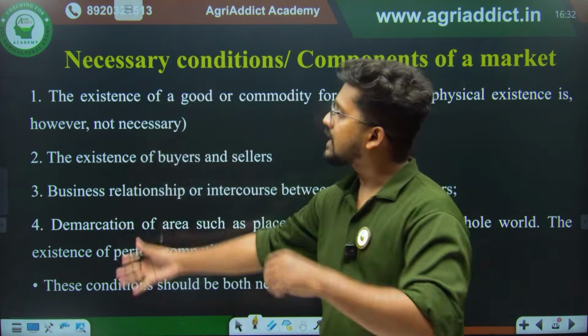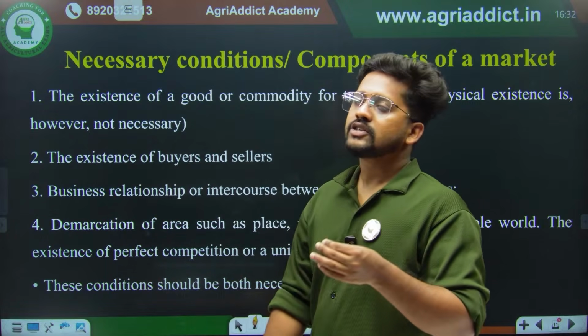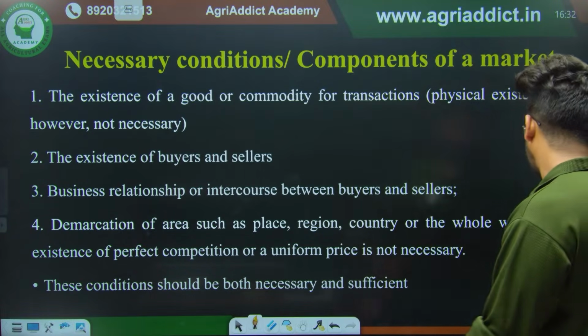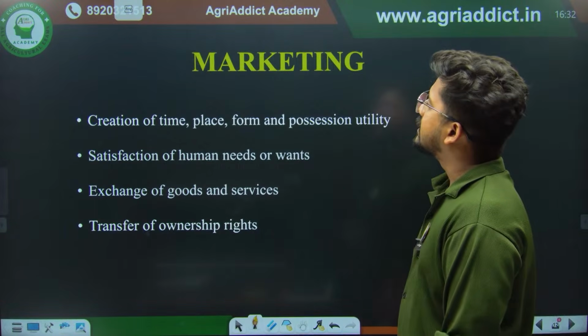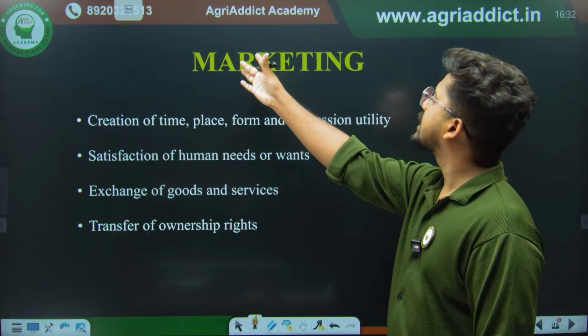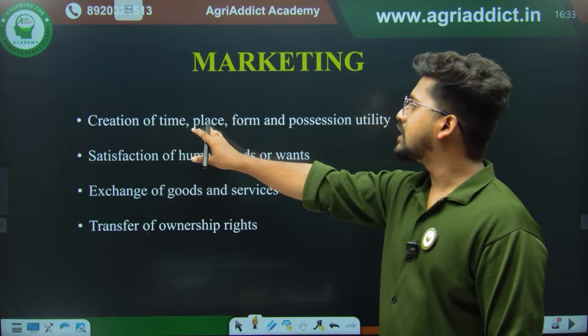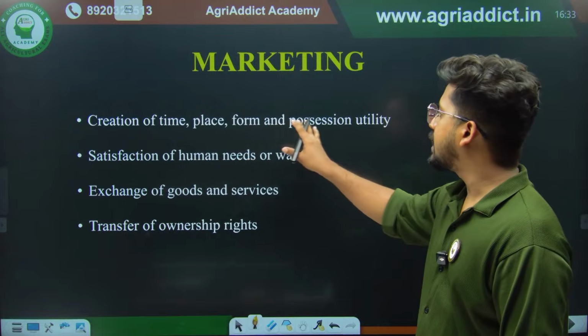So these things are the necessary and sufficient conditions to call a market a market, right? These conditions should be both necessary and sufficient. Then what happens in the process of agricultural marketing, or in the case of marketing? It will be creating time utility, place utility, form utility, and possession utility.